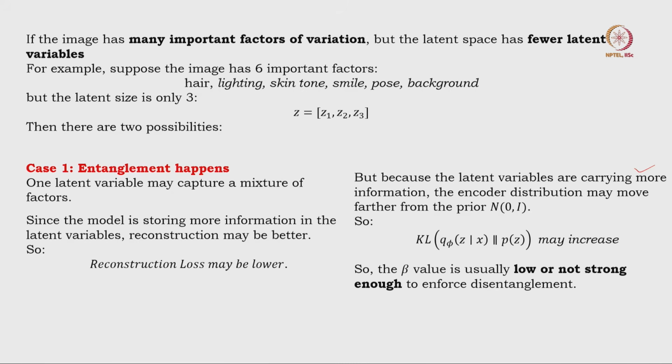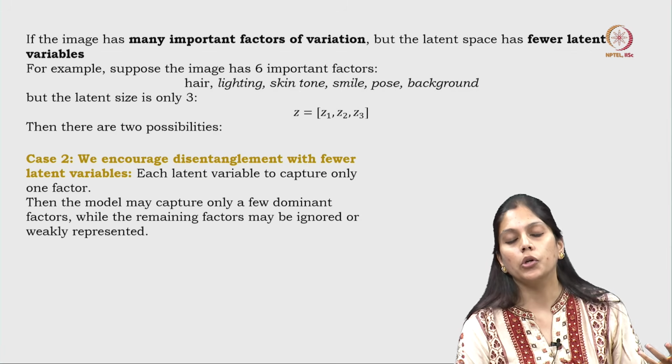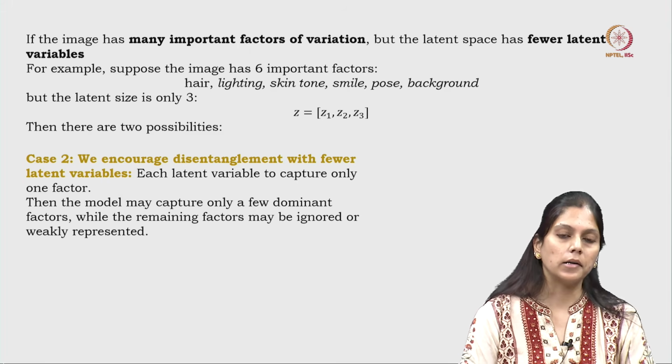There is one scenario where the number of important input features is greater than the latent size. If that is the case, one solution is entanglement. If you allow the entanglement to happen, then the KL divergence increases. So then what do you have to do? You have to go for disentanglement. You have to encourage a disentangled latent space.